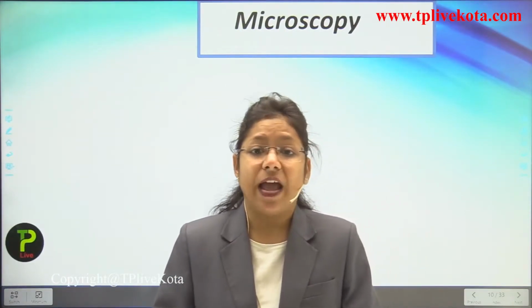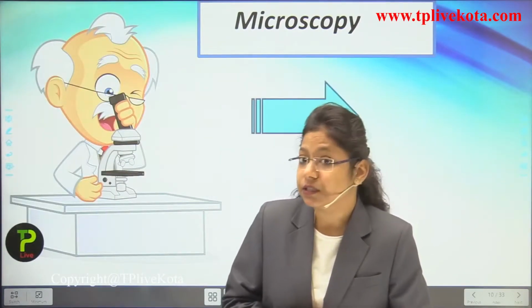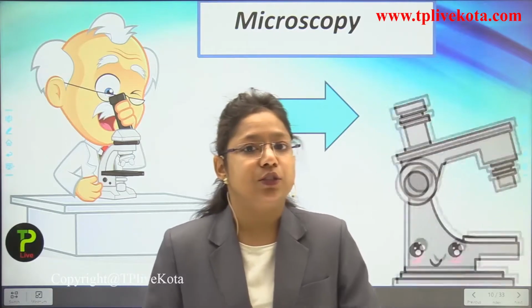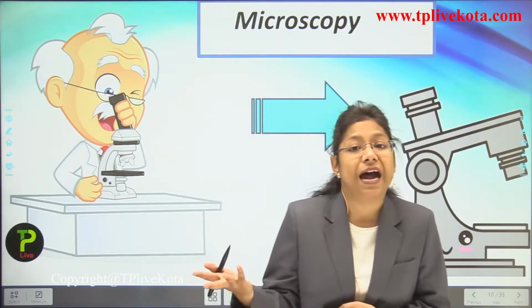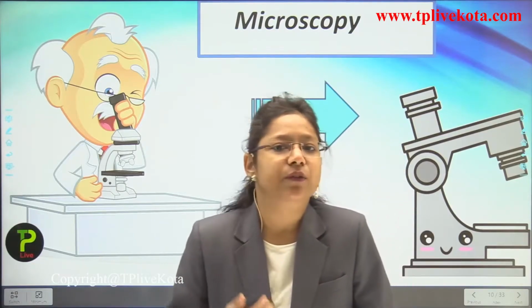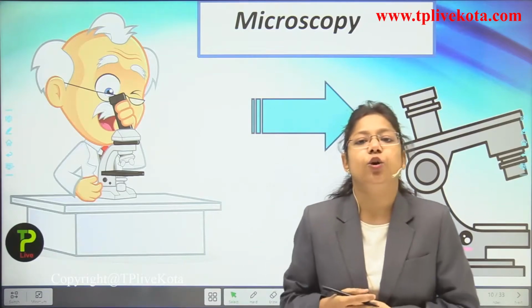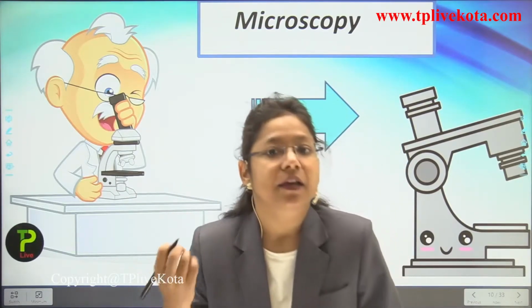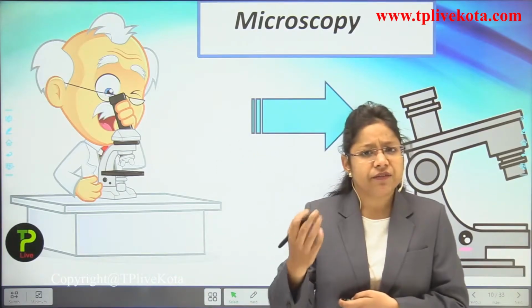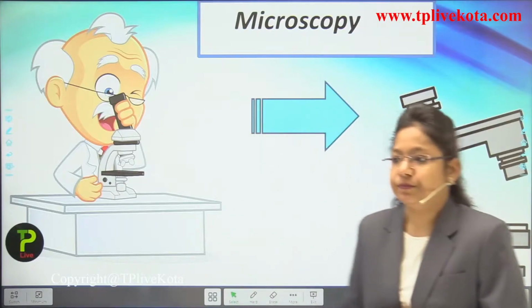Okay, so why is microscopy necessary, students? Who discovered the first microscope? How did the microscope come into existence and how do we use it? What are the parts of a microscope and why do we need a microscope? The basic question arises here. As I told you, cells cannot be seen with the naked eye. So students, we need a compound microscope to see them.